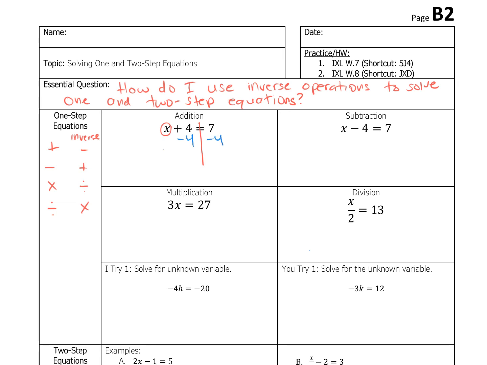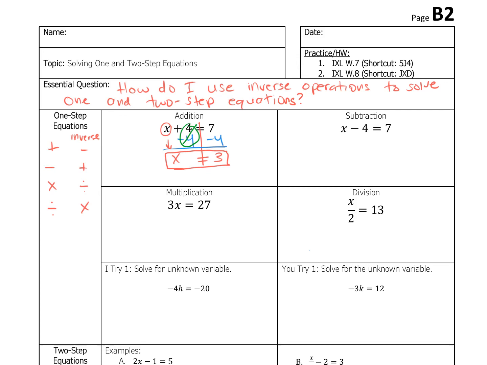So minus 4. And then this forms a 0. Then I drop down the x because nothing happened to it. And now I just calculate, well, what's 7 minus 4? Well, I know that 7 minus 4 is 3. And that's it. That's a one-step equation because it took one inverse operation to solve it.